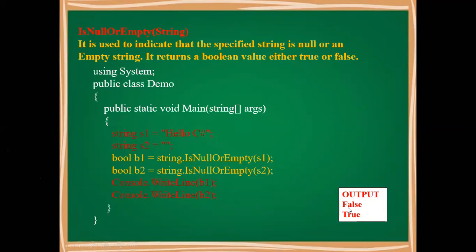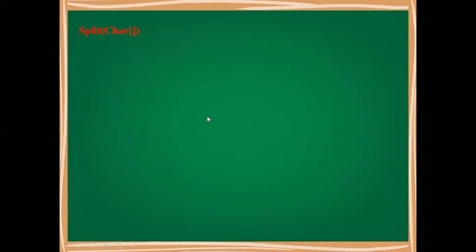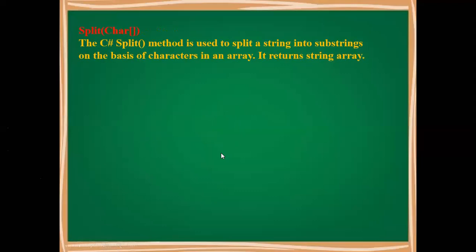Okay, and second is empty, so it is true. Next function, split. The C# split method is used to split a string into substrings. So that means a single string का multiple string you can do it. Obviously एक से ज्यादा रहेंगे तो हम लोग multiple कहते हैं. On the basis of character in the array.